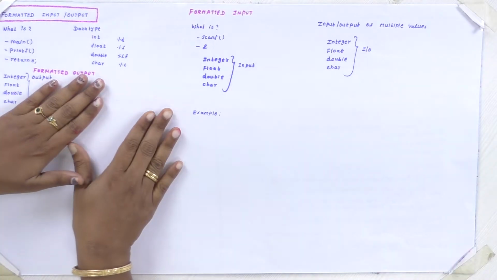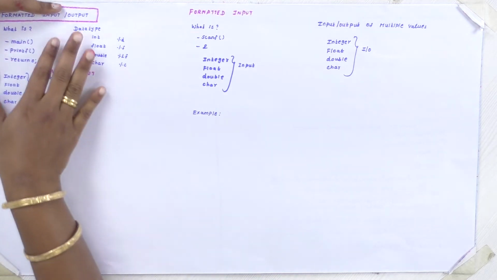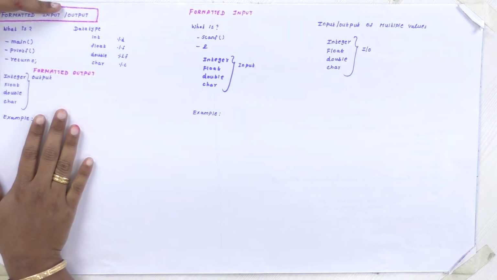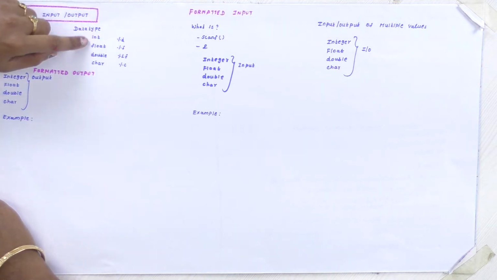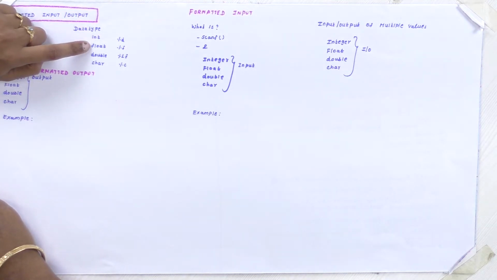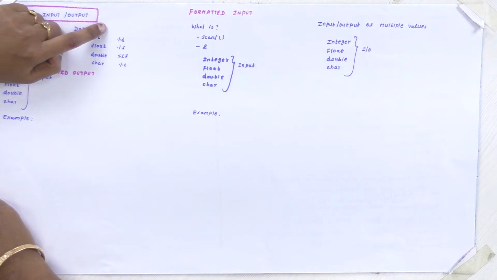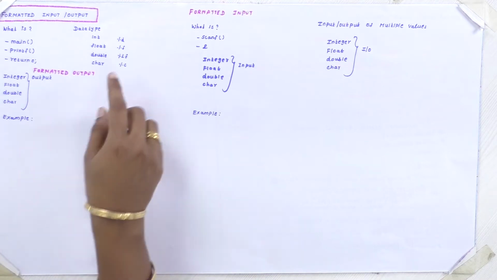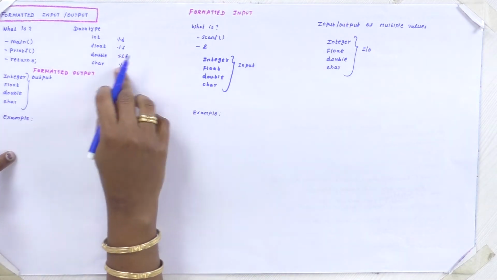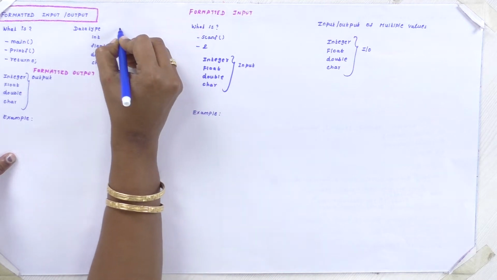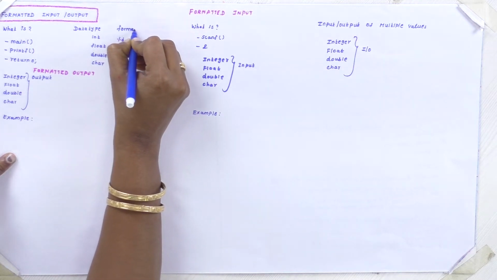So now let's have a look at the data types and the format specifiers. I am taking 4 data types. First one is int, and float, double, character. So these are all the available data types, and the format specifiers for these data types are %d, %f and %lf, and respectively %c. So these are all the format specifiers for the data types.